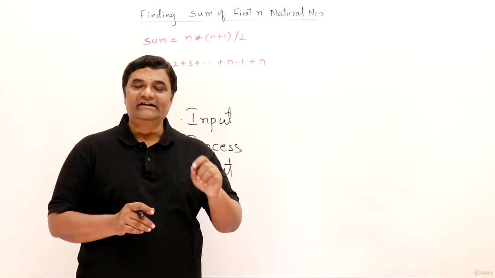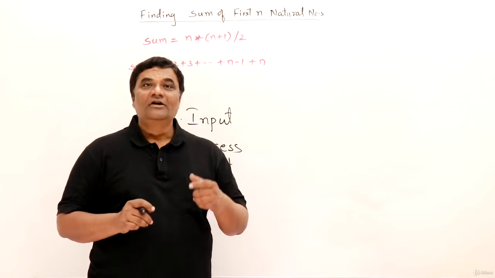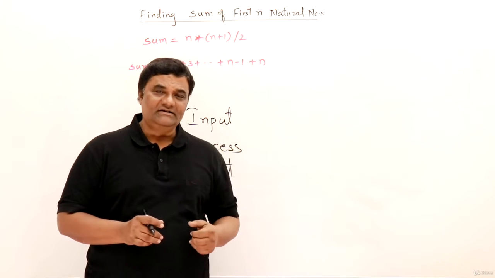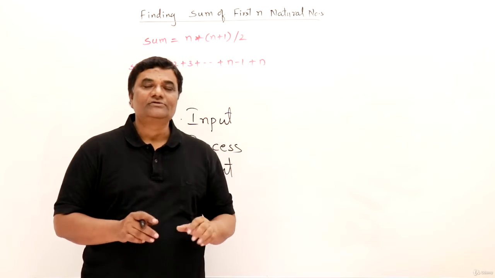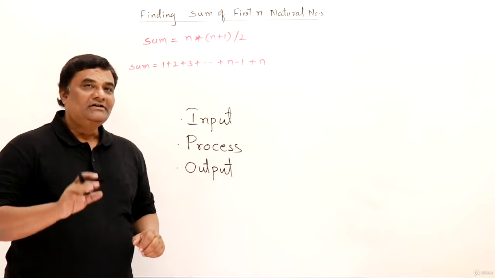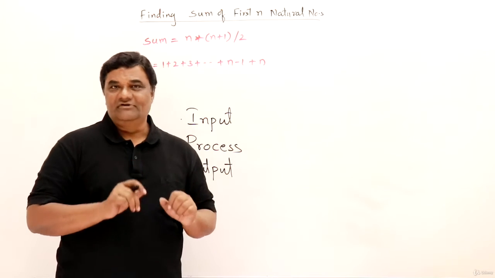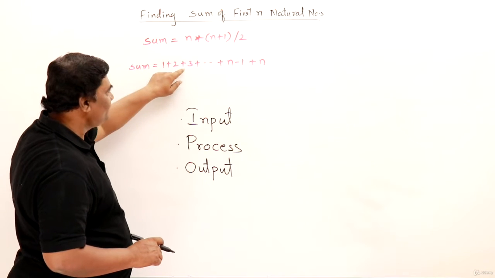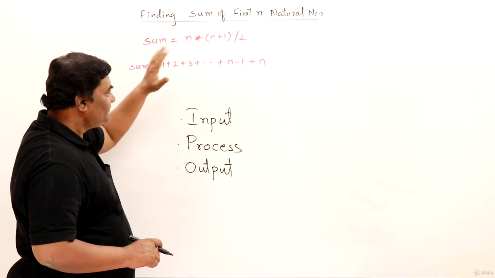In this video, let us write a program for finding the sum of first n natural numbers. We have already seen the formula in the video called expression, so let us write a complete program. Let us see what it means by the sum of first n natural numbers. Natural numbers start from 1 onward: 1 plus 2 plus 3 and so on up to some number.